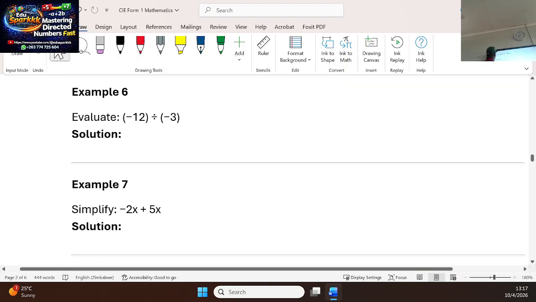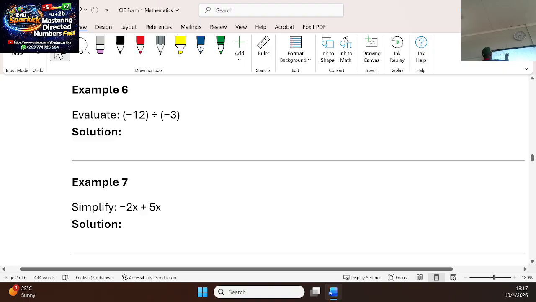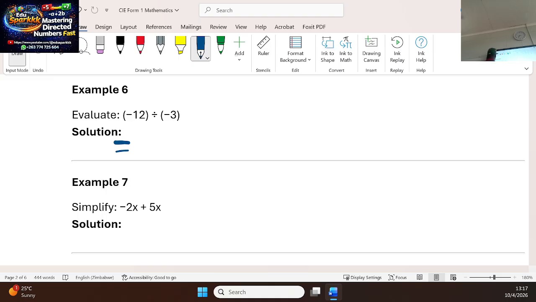Then example 6, this is division and our signs are the same. So our result is going to be positive. When the sign is positive, we don't write it. So it's 12 divided by 3 to give us +4.